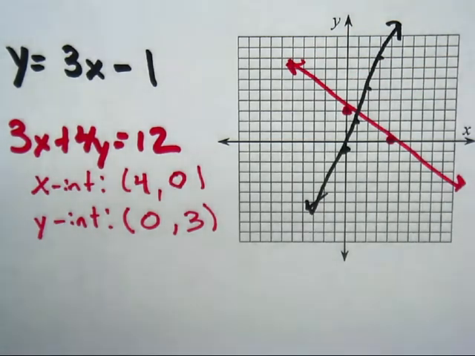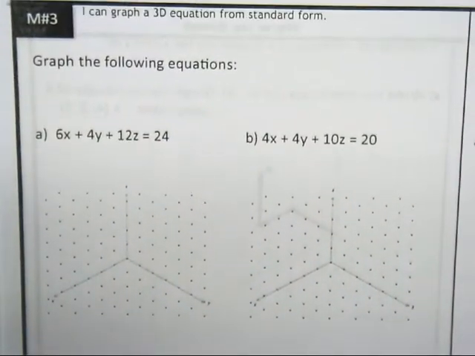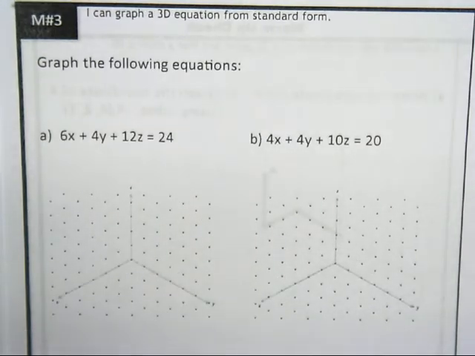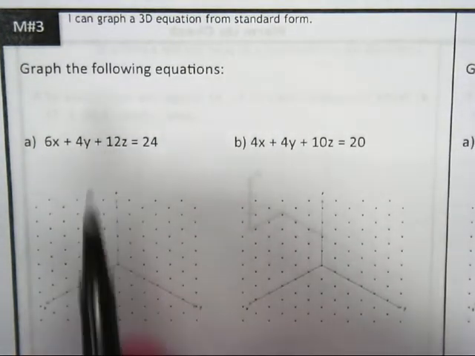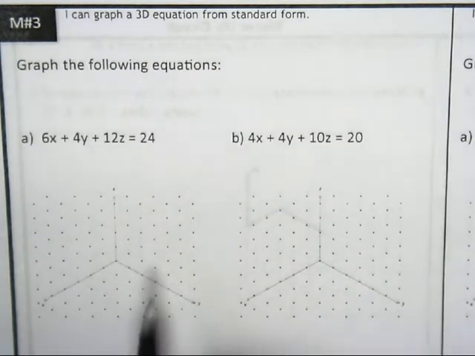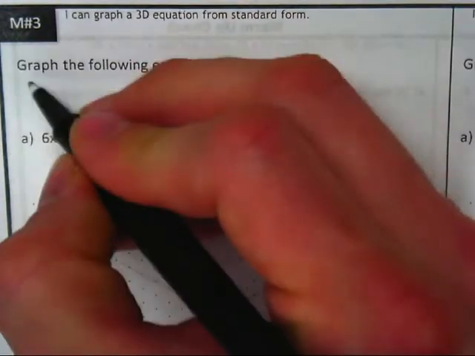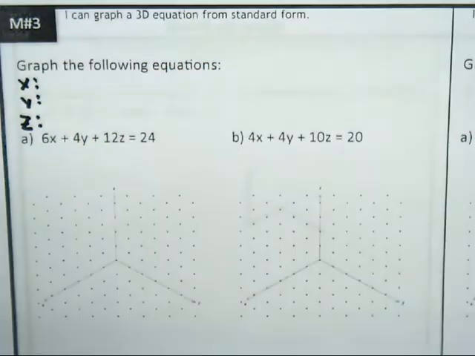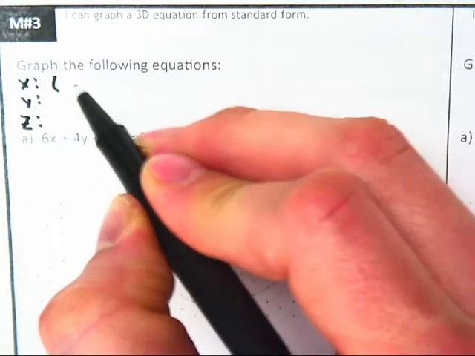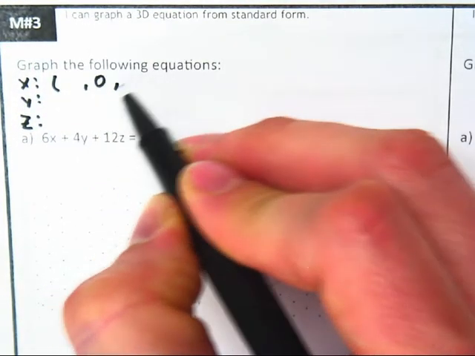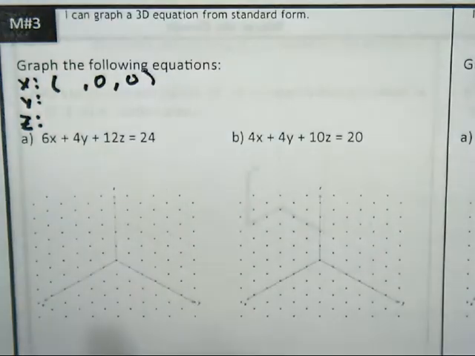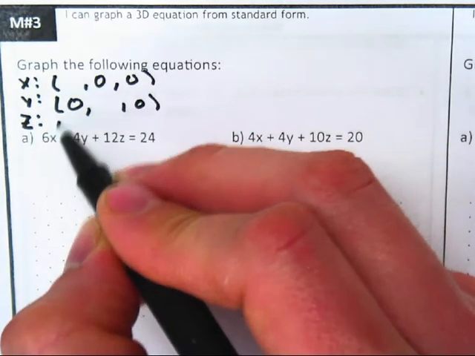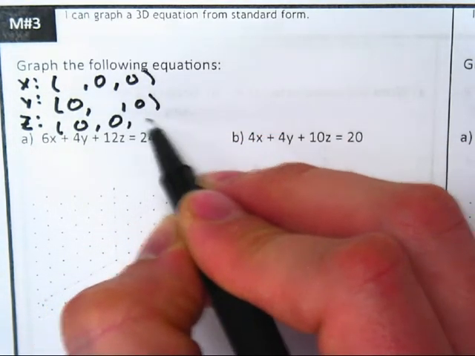So let's take that to the next level as we start to look at graphing equations with 3 variables. So we have 6x plus 4y plus 12z equals 24, and we're going to graph that on our isometric dot paper. Now, not only do we need the x and the y-intercept, we also need the z-intercept. So at any x-intercept, we know you're going to have a number and then 0 and another 0. So you're going to put 0 in for both the y and the z. For your y-intercept, 0, something, 0, and z-intercept 0, 0, something that we're going to try to find out.